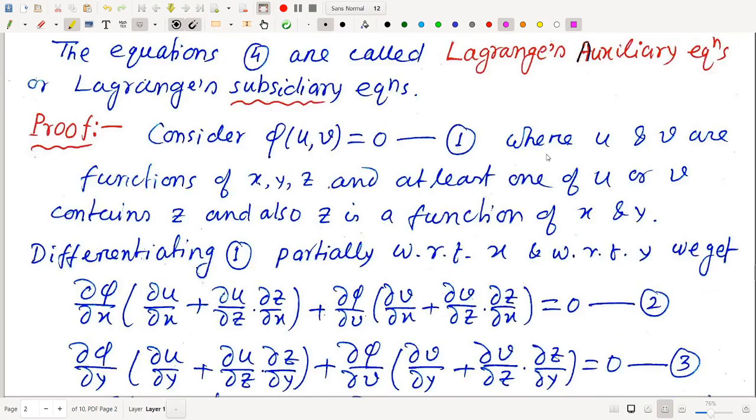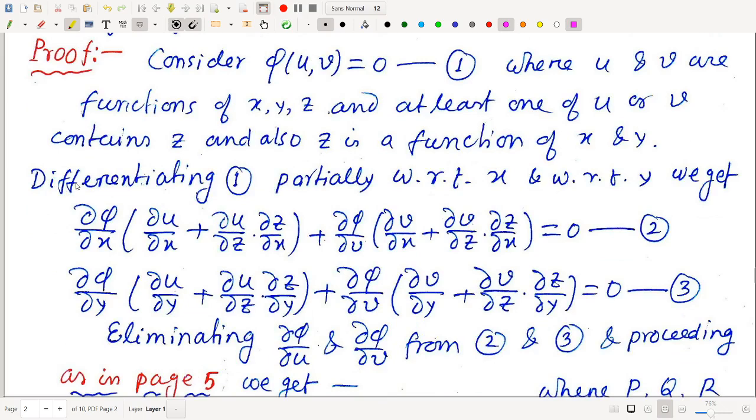Consider phi(u, v) equal to 0, where u and v are functions of x, y, z, and at least one of u or v contains z, and also z is a function of x and y. Now differentiating this equation number 1 partially with respect to x and again partially with respect to y, we get these two lines. These two lines we have already got in page number 5. So you can see that page again, already explained.